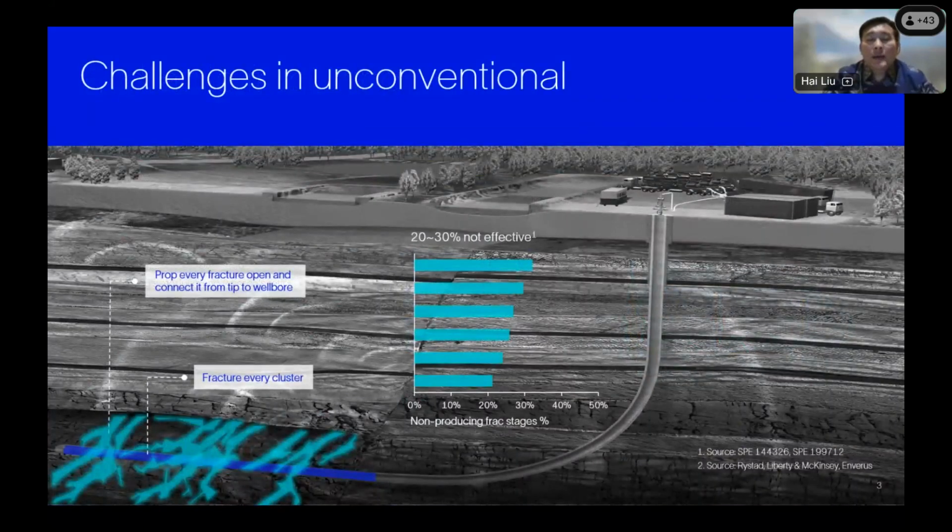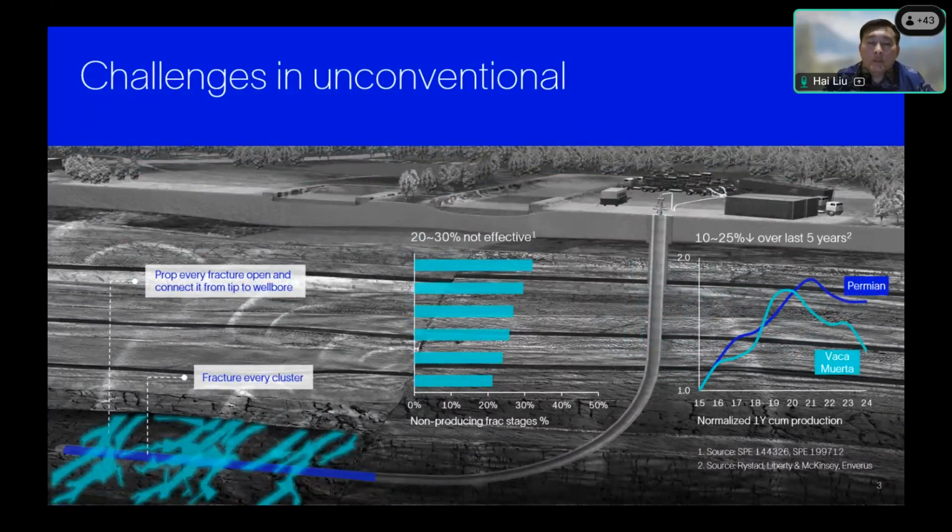So let's now look at what is actually happening in unconventional developments today. In an ideal world, we would fracture every cluster and keep them all propped open and connect every fracture from tip to wellbore. But reality is very different. As you can see in the middle column graph there, production logging consistently shows that roughly 20 to 30% of perforation clusters are not contributing to production. And more recently, perforation erosion analysis and fiber optic monitoring have shown that up to 30% of clusters may not even receive effective treatment during pumping.